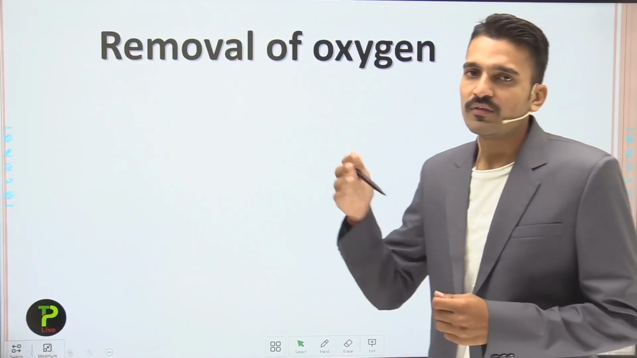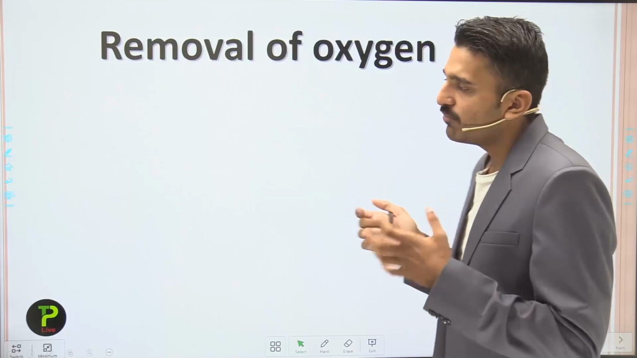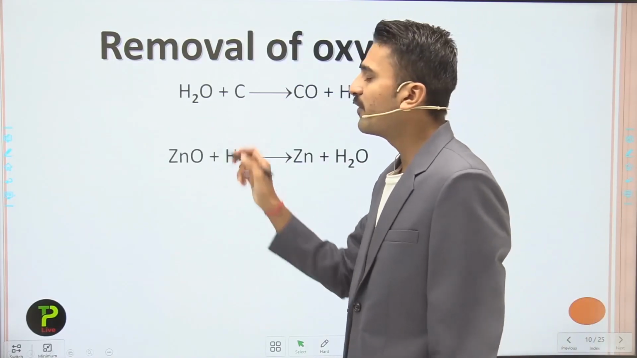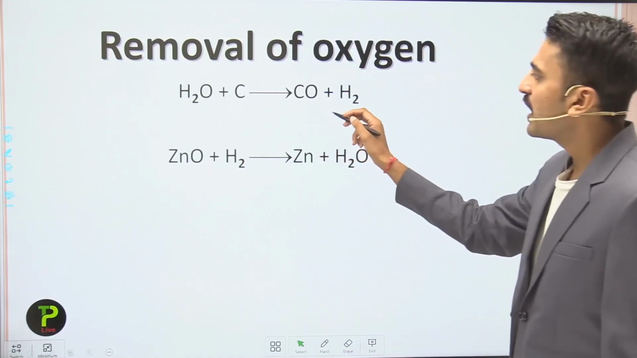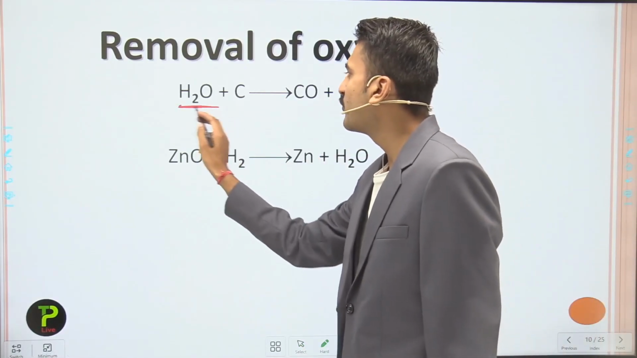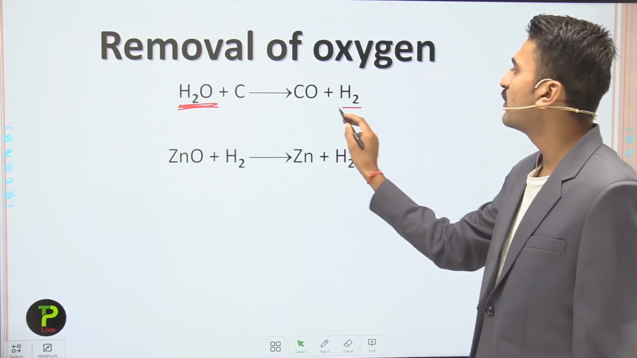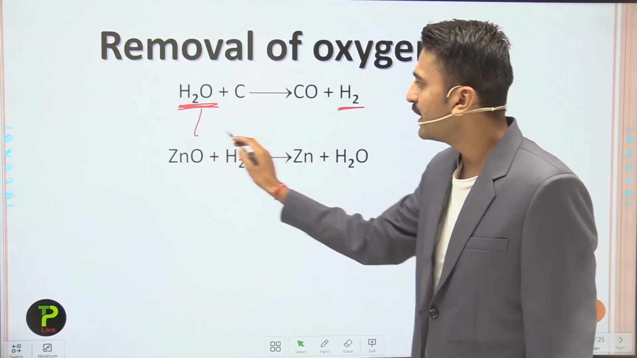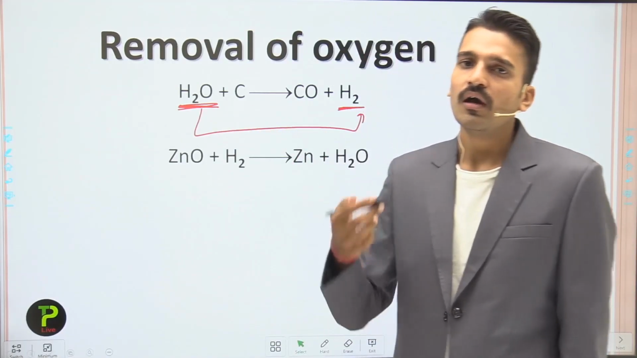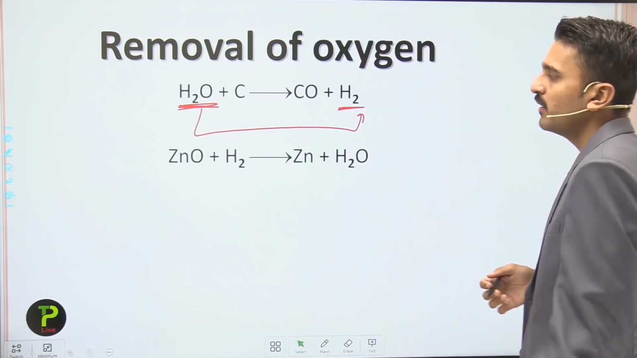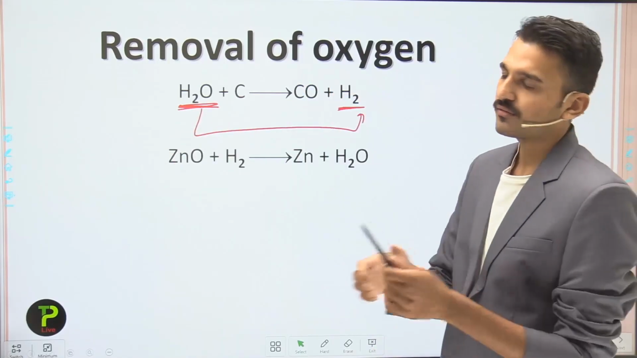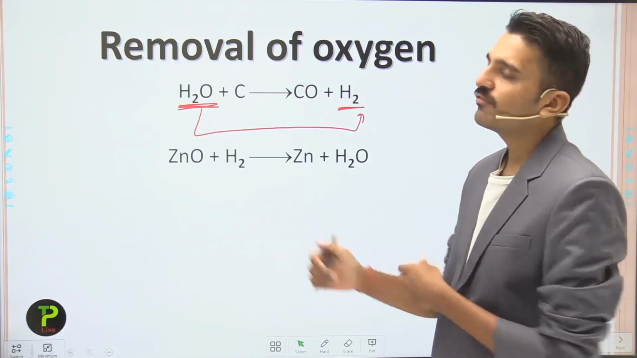So let's see with the help of an example, that is the removal of oxygen. Here you see H2O reacting with carbon, it forms carbon monoxide and hydrogen gas. So here you see H2O, and here you see H2. So what is happening here? That is the removal of oxygen from water. Oxygen has been removed and water has been converted to hydrogen gas. So this is an example of reduction.